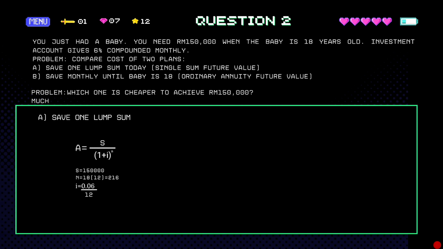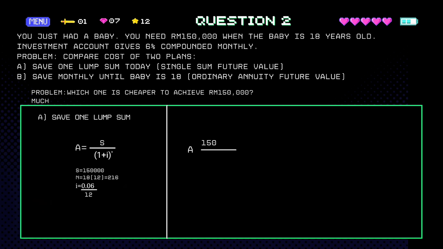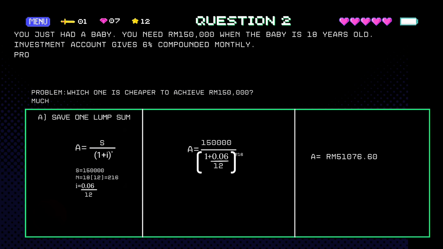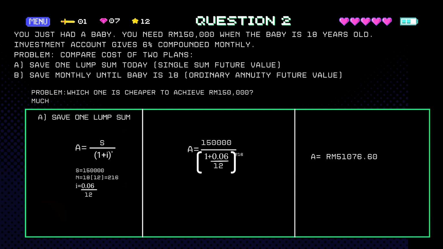S is 150,000 and 18 times 12 equals 216. I equals 0.06 over 12. Next, A equals 150,000 over 1 plus 0.06 over 12 to the power of 216. The answer is A equals 5,176.60.